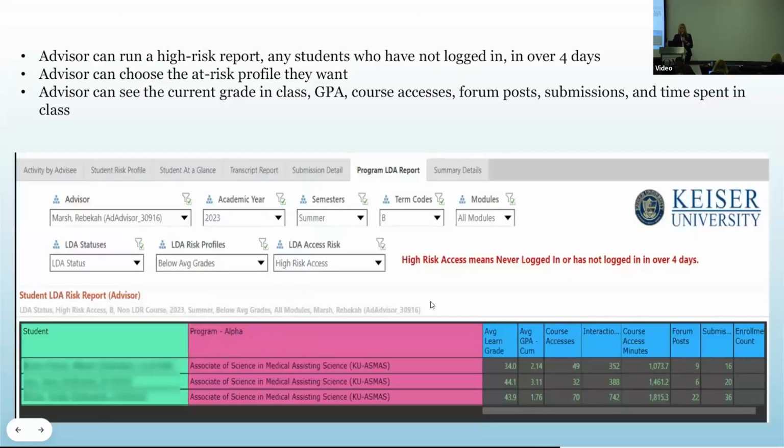And then the advisor can run a high risk report on any student. They can see the current grade in the class, GPA again, course accesses. And if you look, there's all kinds of drop downs. So they can look at students with below average grades, high risk access. They can sort it any which way that they want.